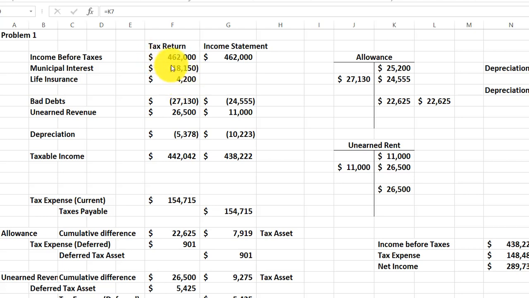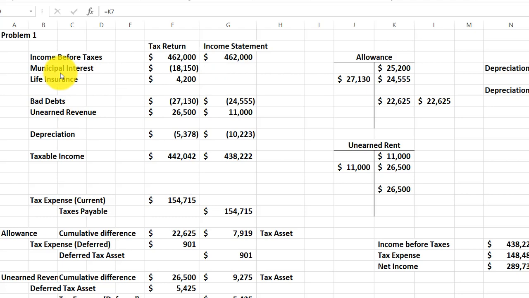So first of all, we know that the tax return has municipal interest that needs to be subtracted, that's not taxable. But we don't make any change on the income statement, okay? Because that municipal interest is already included in that regard. And then life insurance, just the opposite, that is going to be added back because it's not deductible, and no effect on the income statement. Those are two permanent differences.